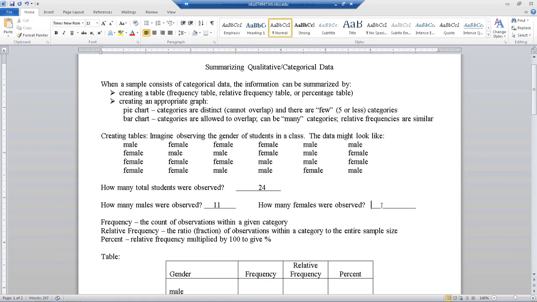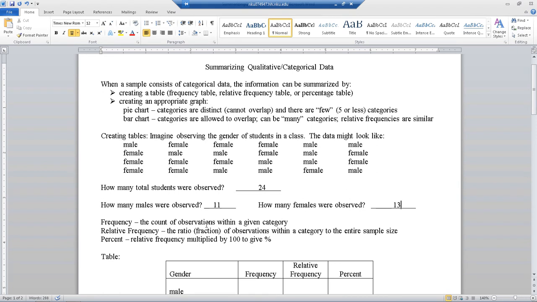And then that means if we go back, we could either count or we can do subtraction, 24 minus 11. I would suggest doing the counting. That way, if you've messed up on the 11, maybe you will catch it, right? So let's count the females. 1, 2, 3, 4, 5, 6, 7, 8, 9, 10, 11, 12, 13. So there were 13 females in the data set, and 11 plus 13 is indeed 24.